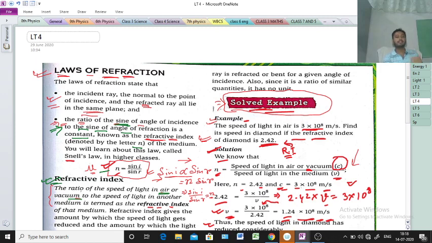The ratio of speed of light in air or vacuum to the speed of light in another medium is termed as refractive index.